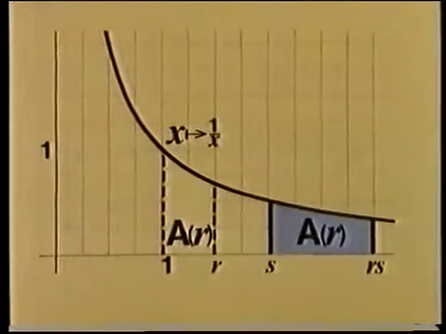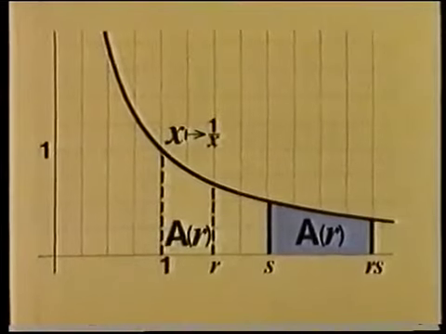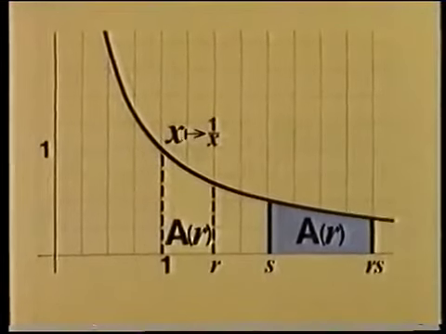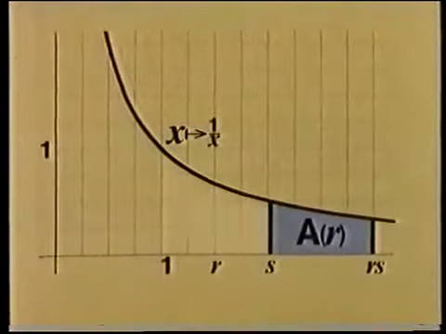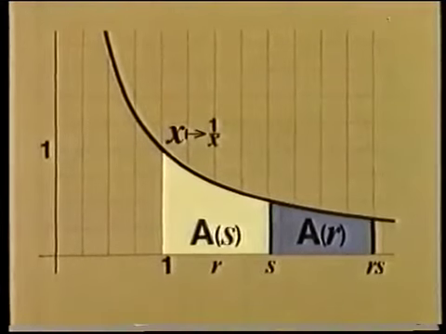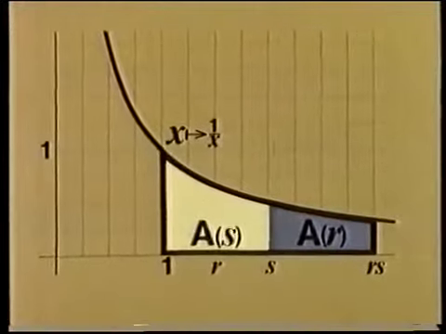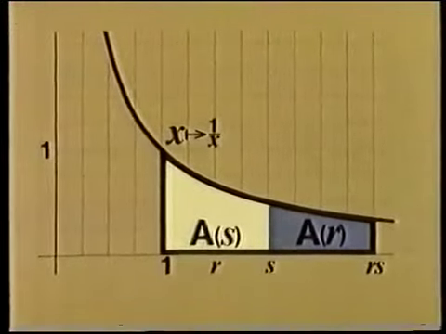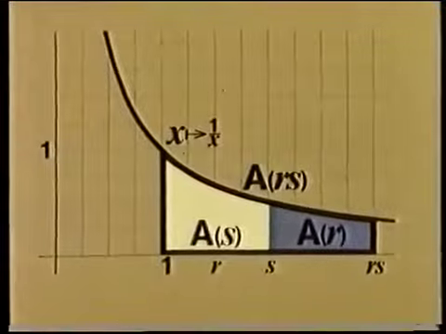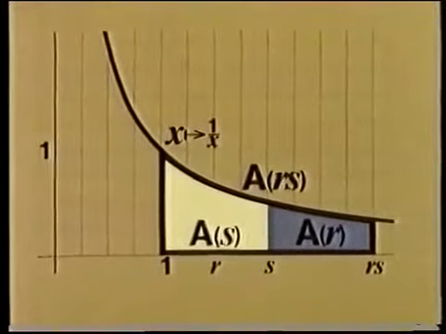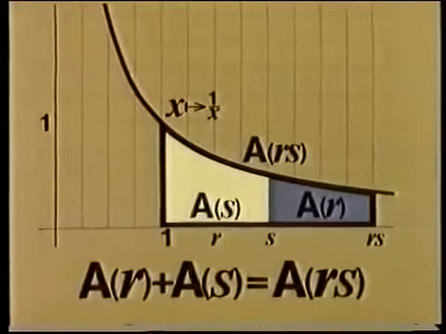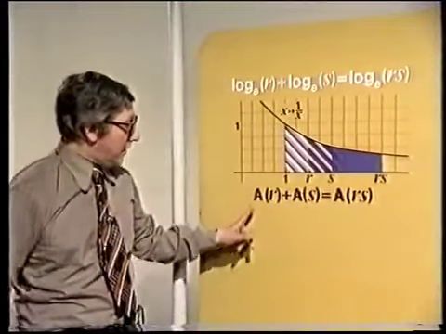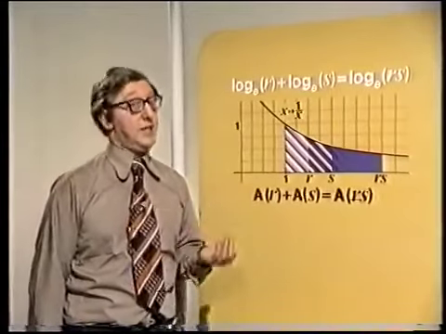And that's proved our logarithmic addition rule, because we can now represent the area A of r in this new position, and add this area to it, which is A of s, to get the total area from 1 to rs, the area A of rs. And so this logarithm rule for addition works in general.